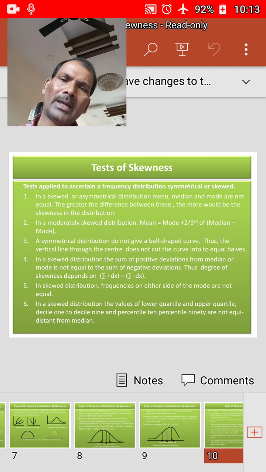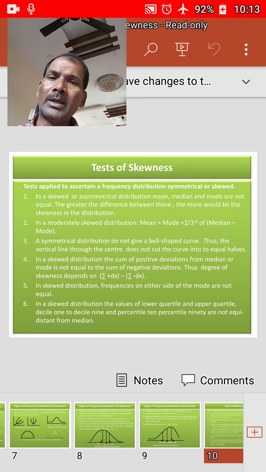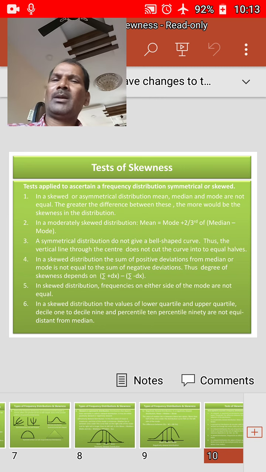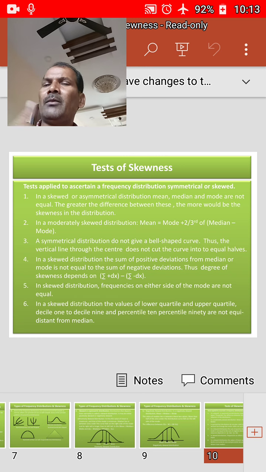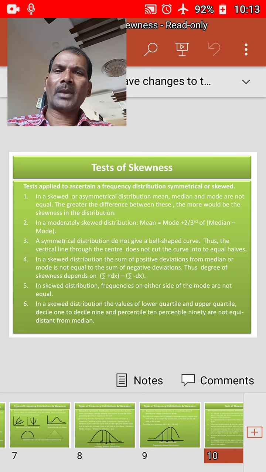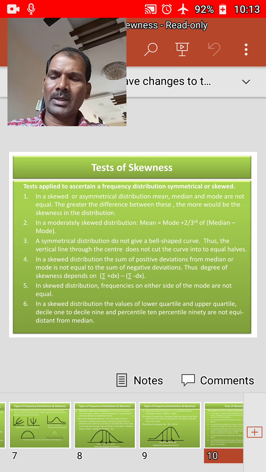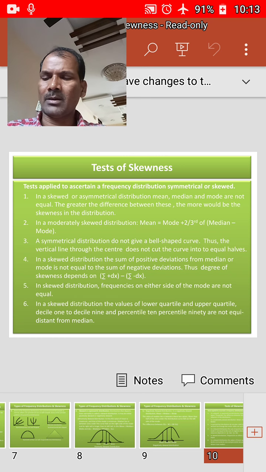Next, in a skewed distribution, the sum of positive deviations from median or mode is not equal to the sum of negative deviations. Whereas in a symmetrical distribution, the sum of positive deviations must be equal to the sum of the negative deviations. That's why we get the bell-shaped curve. Whereas in the case of a skewed distribution, it is not so, right? The sum of the positive deviations from median or mode is not equal to the sum of the negative deviations.